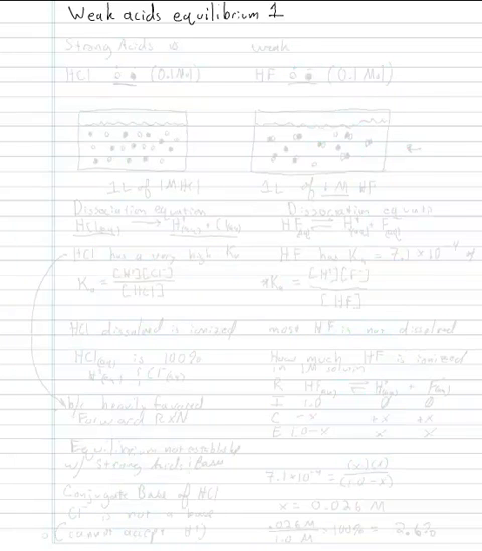In this lecture, we're going to discuss how acids and bases actually form equilibria as well. Before, when we talked about strong acids versus weak acids, we talked about how much they dissociate. So, let's say we have 1 molar hydrochloric acid. Hydrochloric acid is a strong acid. Hydrofluoric acid is a weak acid.